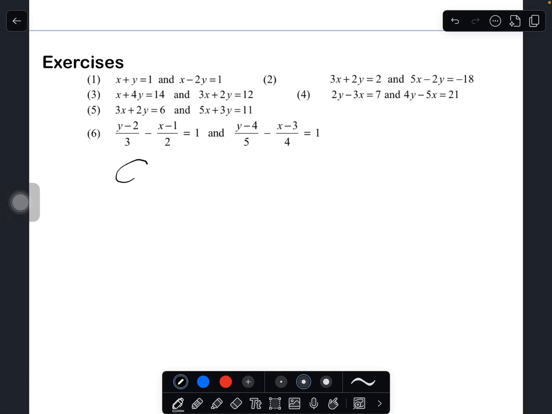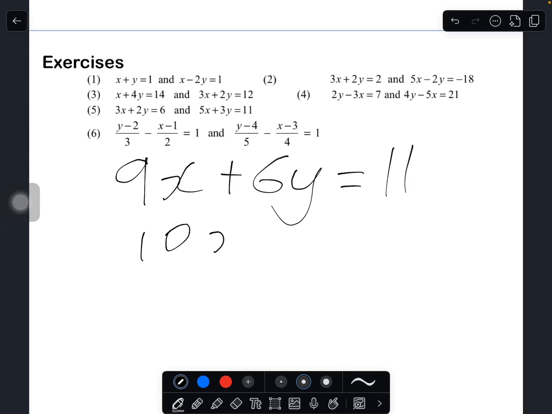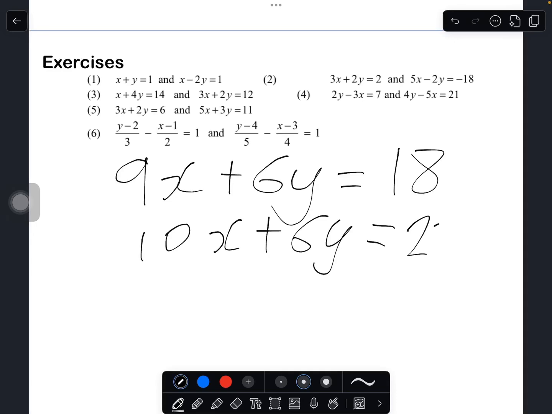So then that equation will become 9x plus 6y equals 18. And the lowest common multiple for the 3y will still be 6y. What do I have to multiply it by? 2. So every term I'm going to multiply by 2, and I'll get 10x plus 6y equals 22. I multiplied all of those by 2. So I now have 10x plus 6y equals 22.